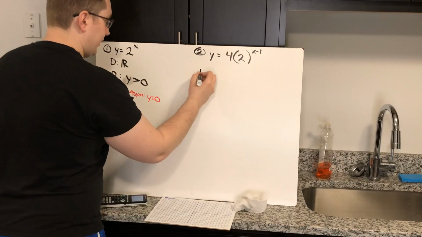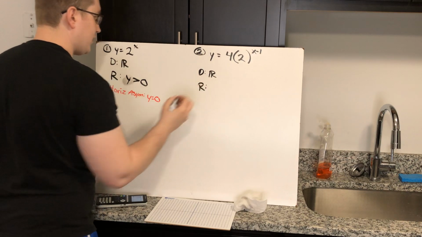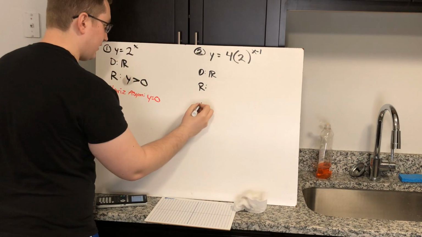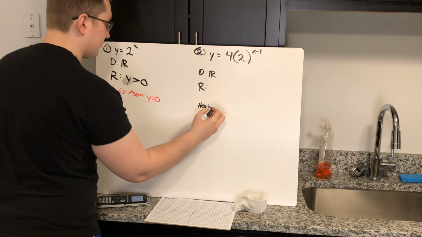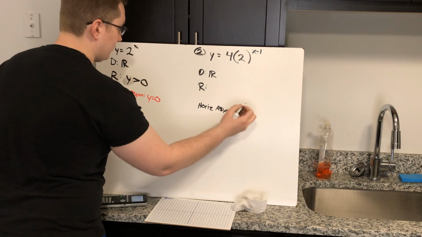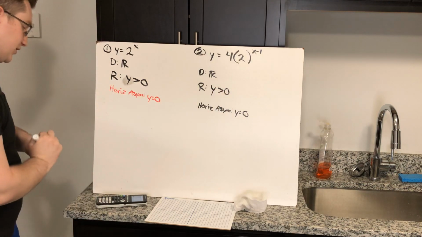So for domain and range, domain still is all real numbers. Range, if you're not sure, just look, nothing's being added or subtracted here. I can say there's a horizontal asymptote of y equals 0. So I know that y has to be greater than 0. So let's just take a look.